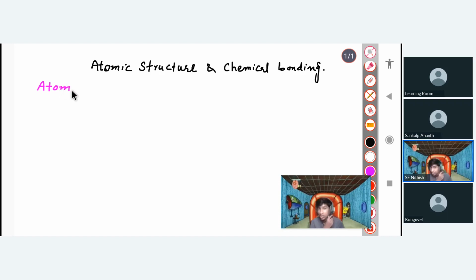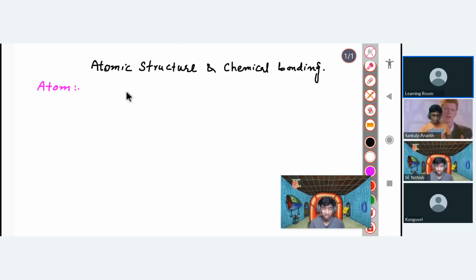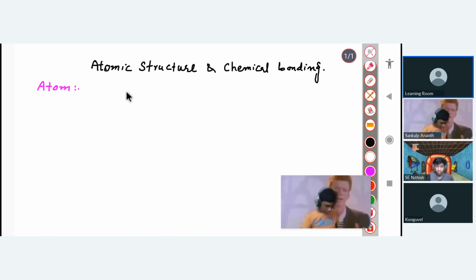It is the smallest particle of matter, sir. Actually, it is not the smallest. We have more than that: proton, electron, neutron. They are much smaller. So I will write it like this, that it is the smallest particle, which indicates that it is not the smallest only, because we have even smaller particles like electron, proton, neutron.